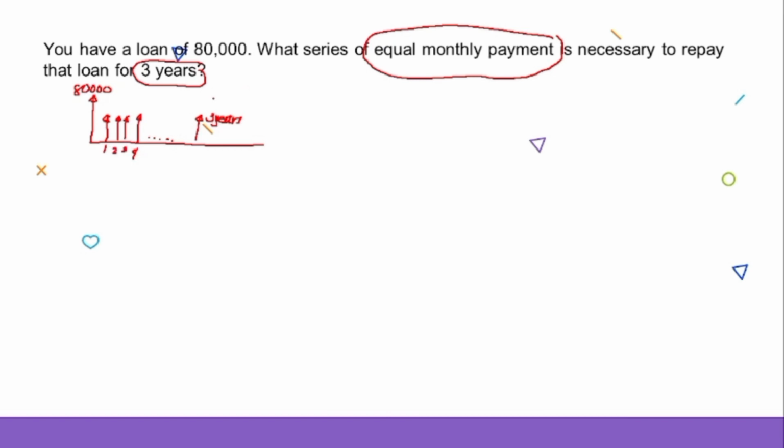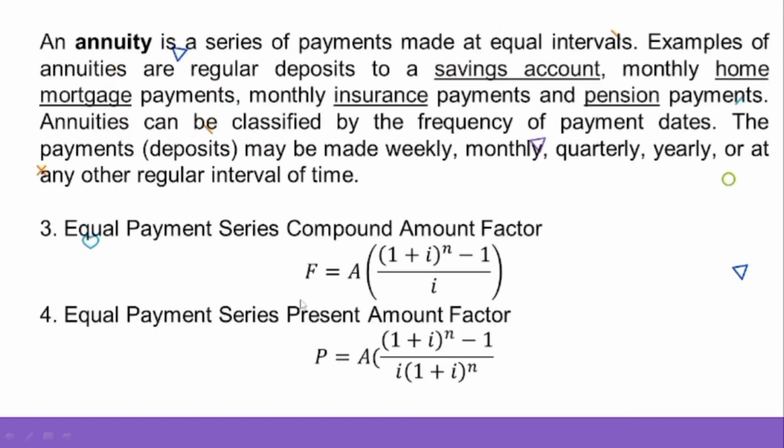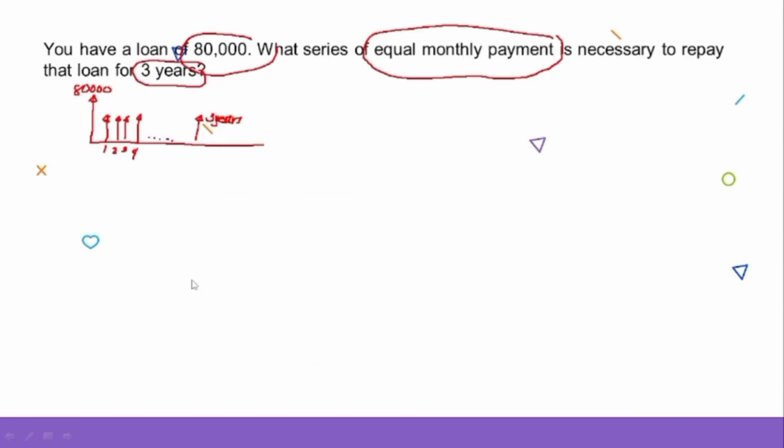Okay, so hanggang 3 years yan, hanggang 36 months. So, we are asked to calculate the amount of annuity or the payment na gagawin, na ibibigay natin every month. In calculating that, given tayo ng present amount, so gagamitin lang natin yung present, this one.